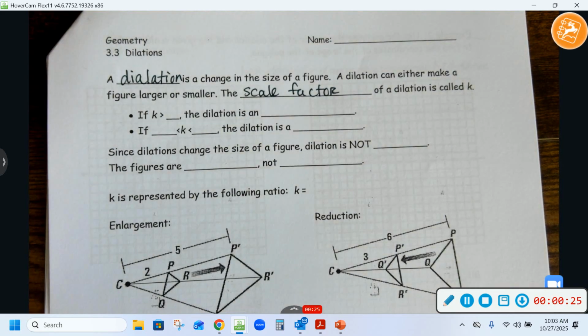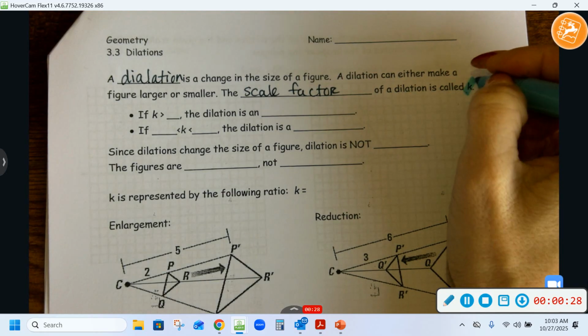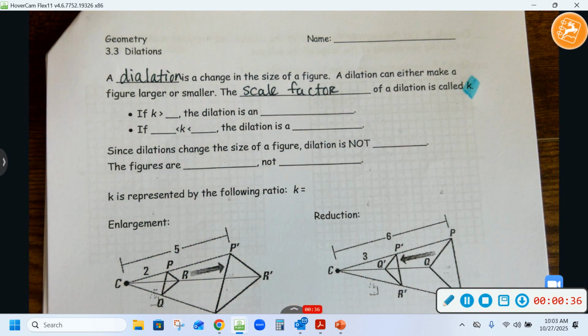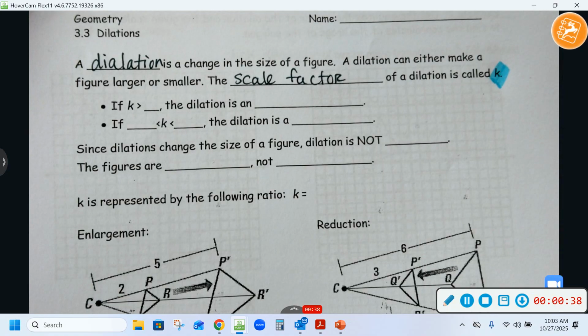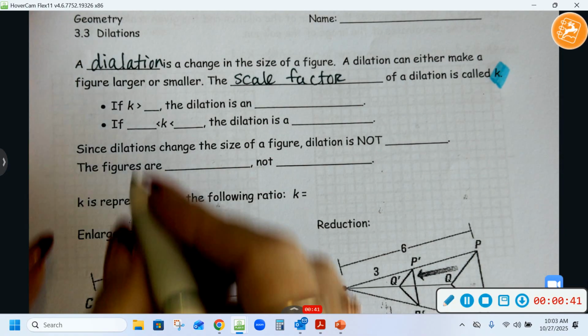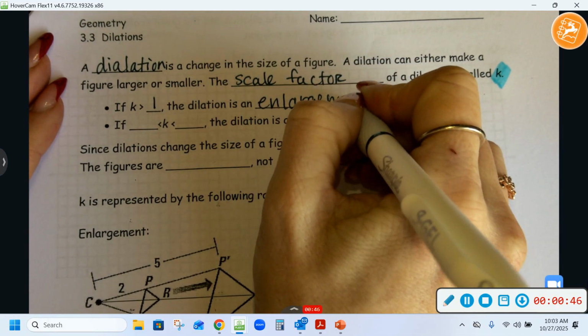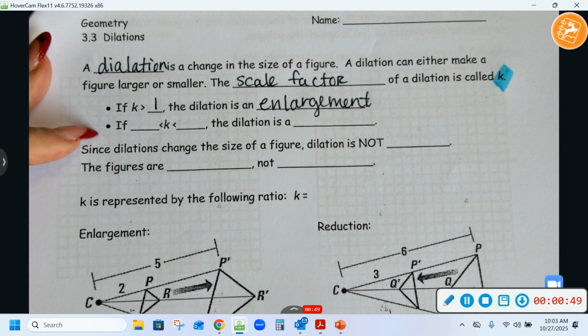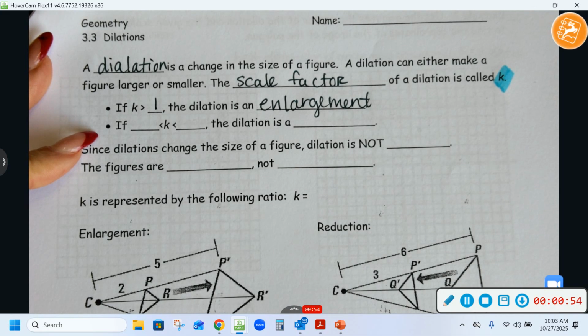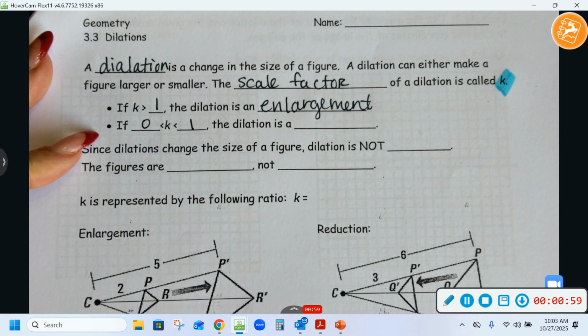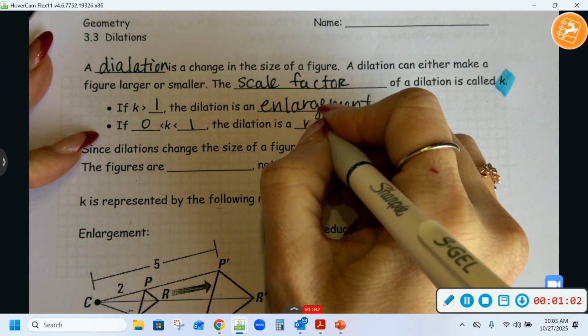So I'm going to highlight that today as well. On the test, it might say, find K, and you have to associate K as they're asking me to find the scale factor. If K is greater than 1, the dilation is an enlargement. If K lives in between 0 and 1, so a fraction, the dilation is a reduction.